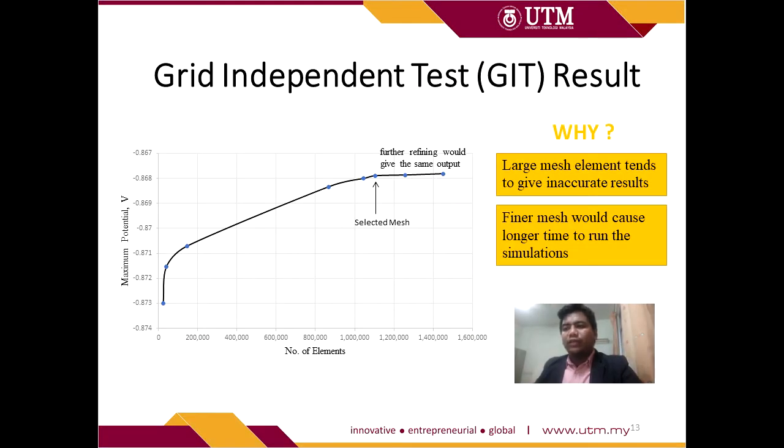The grid independent tests are conducted to find the most suitable mesh element size setting. In this study, the max potential is measured in the test, and its output value is plotted against increasing number of mesh elements. After a few iterations, constant data output was generated, showing that the mesh is at optimum size and does not have to be refined further.